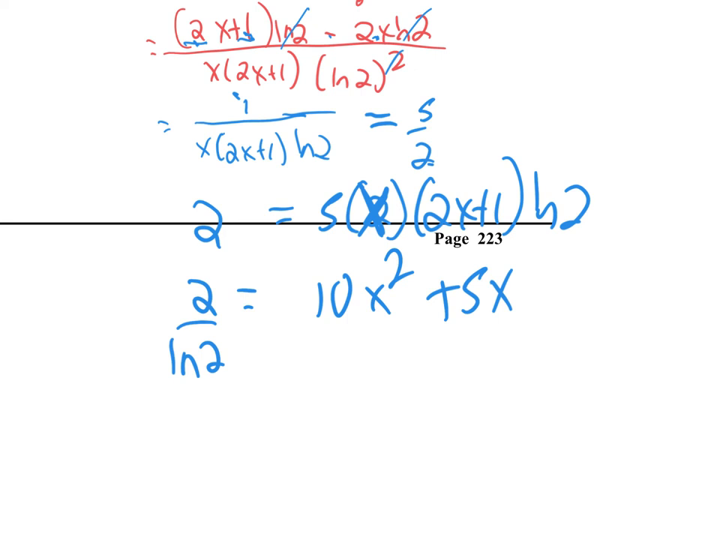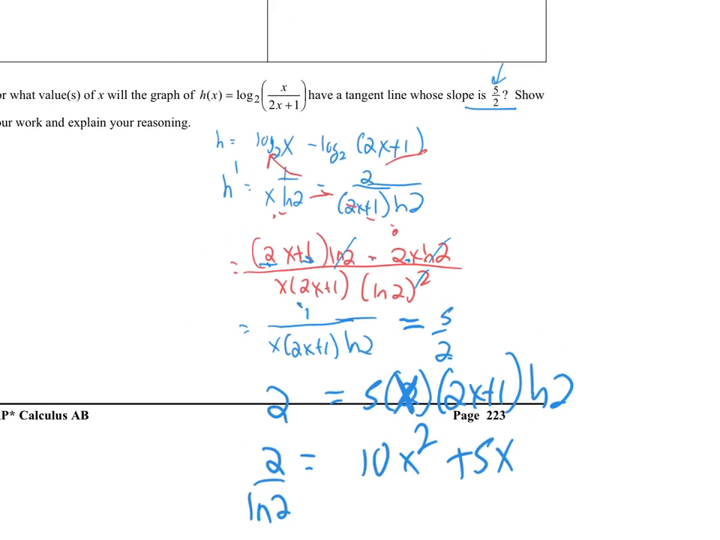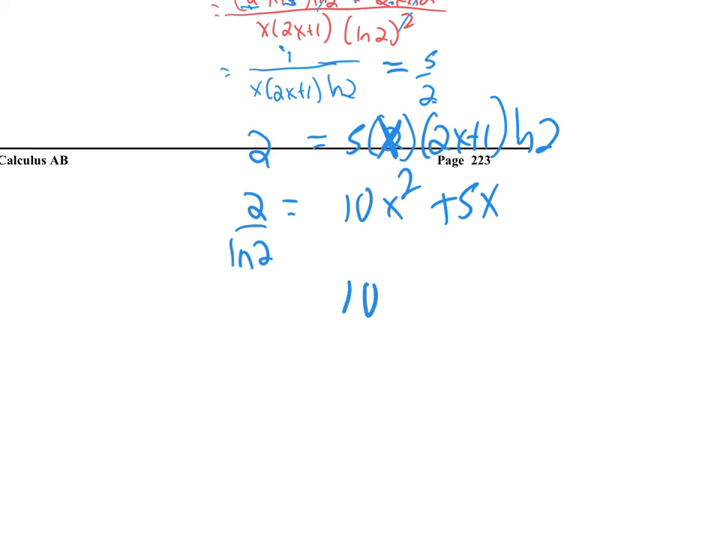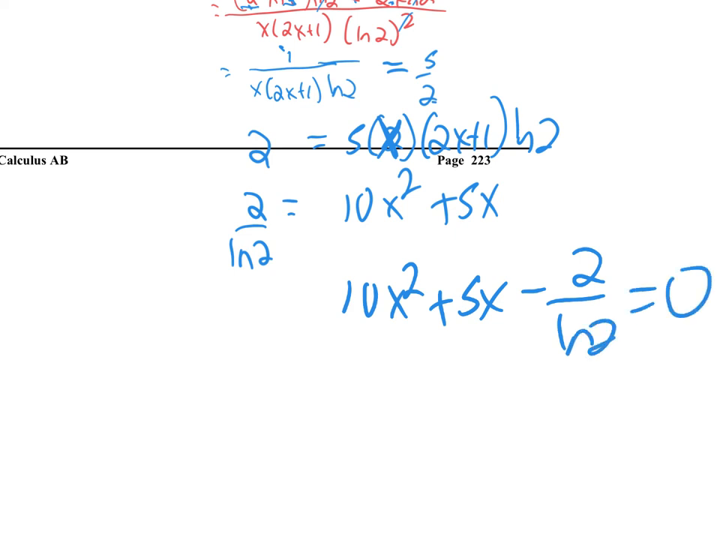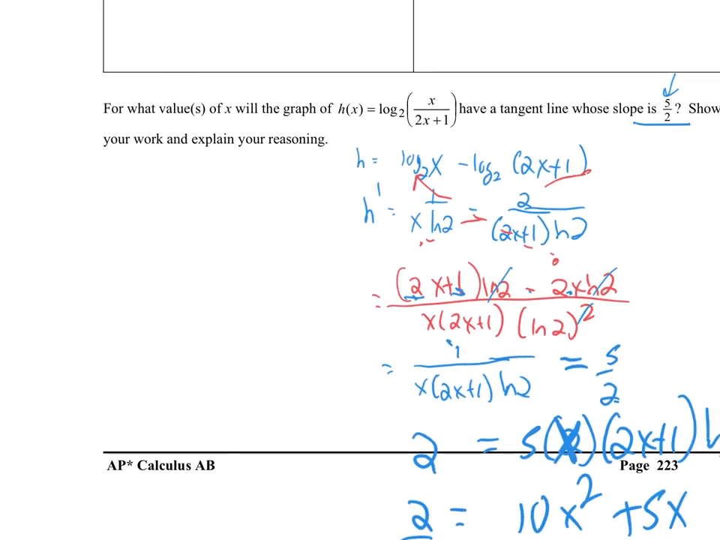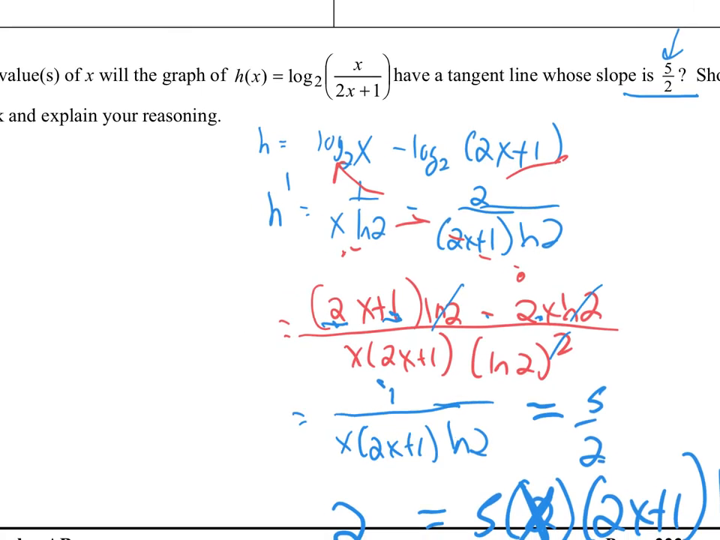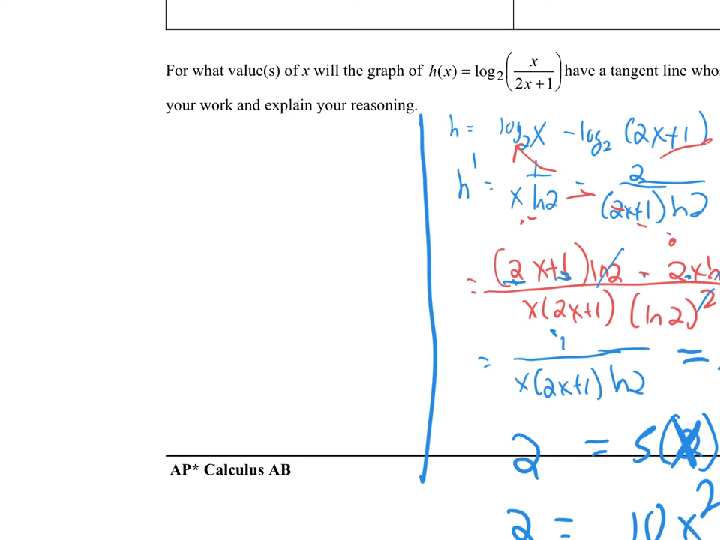If I did it right, I'm going to double check it. Maybe I should have done it the old way to see if I get the same answer. It's a quadratic. In order to solve a quadratic, you have to put everything on one side, set it equal to zero, and use your calculator. But I don't know if I'm right. So what I'm going to do is do it again, just leave it as log base 2 of x over 2x plus 1, and see if I get somewhere around the same.